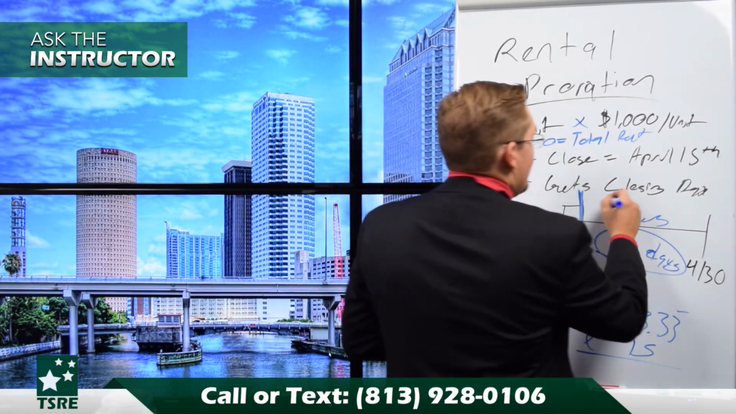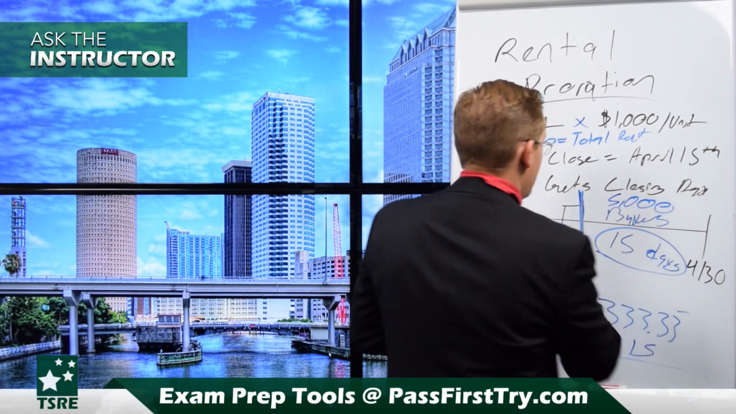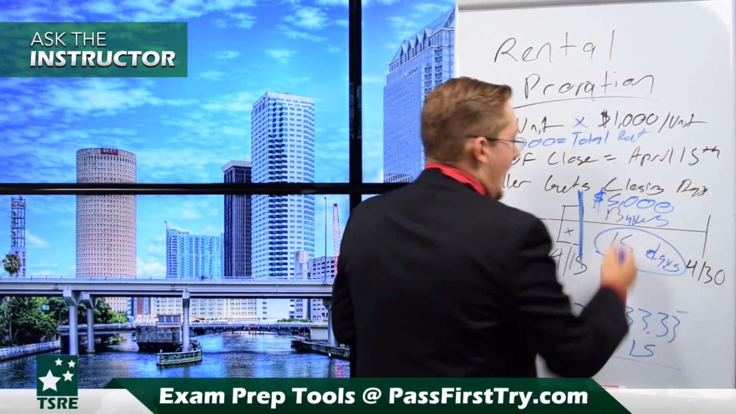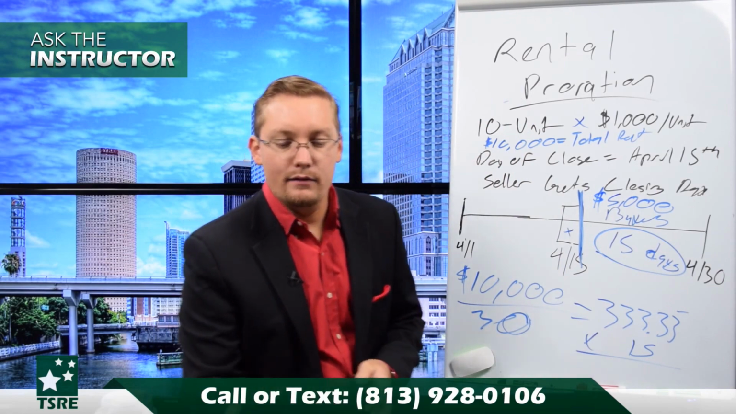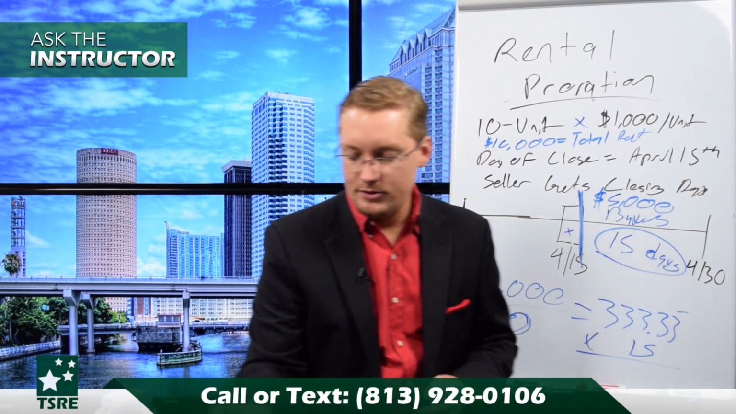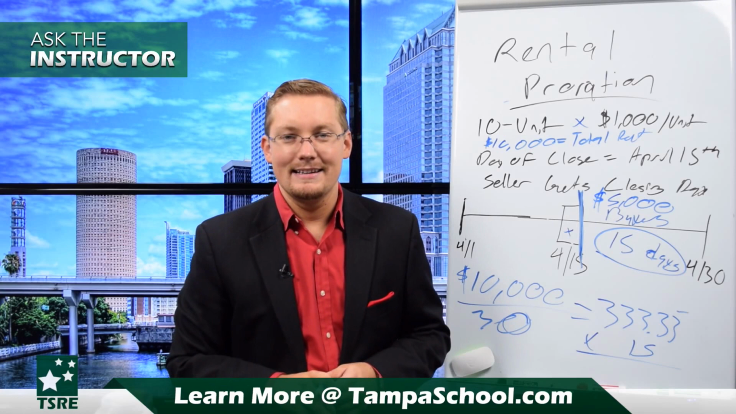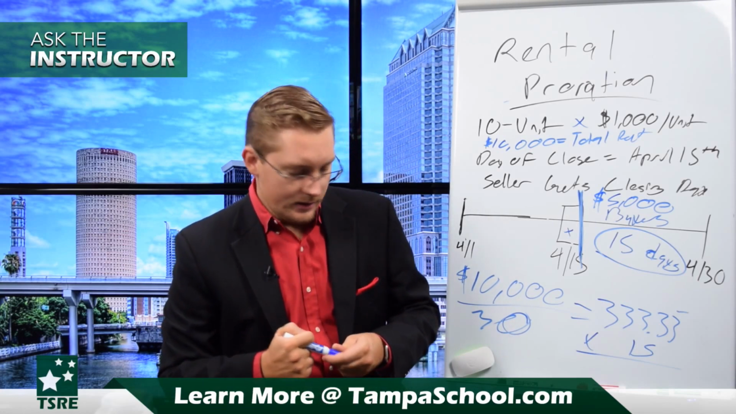So we've got $5,000. We said it was an even split, 15 days here, 15 days there, and our math that we just calculated out verifies that. So that is rental prorations.